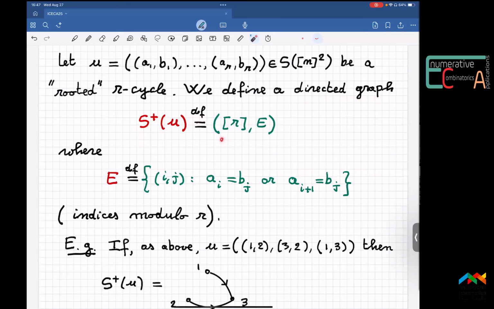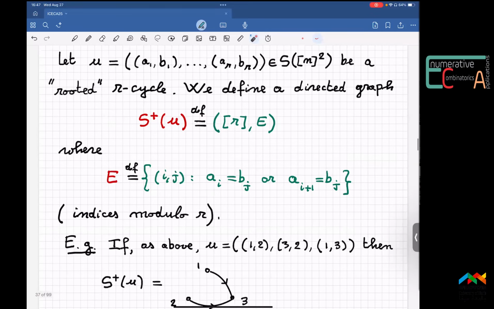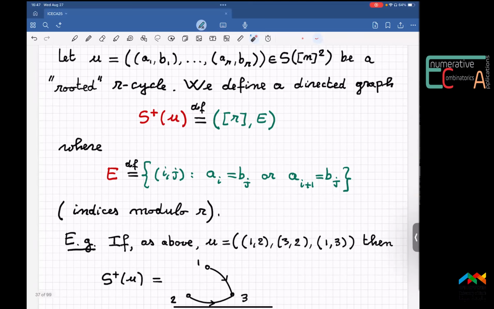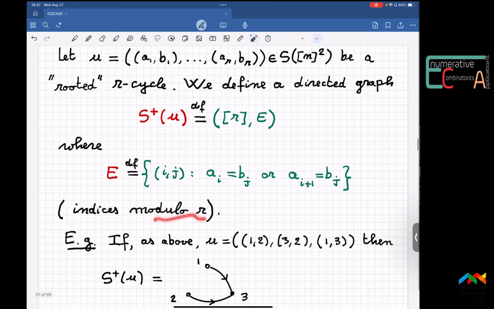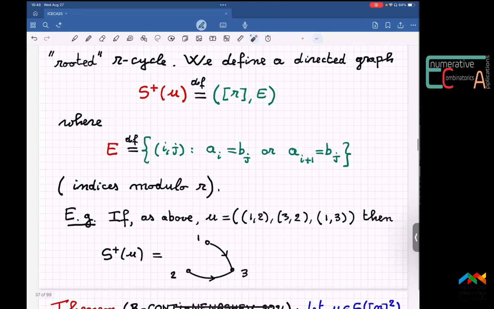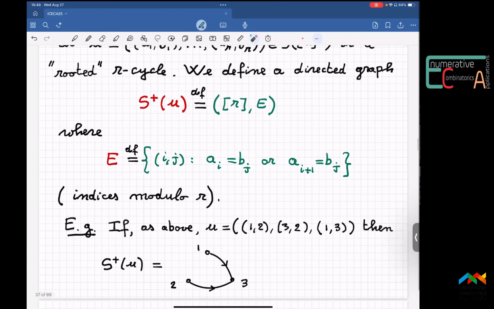Its vertices are the numbers from 1 to r, and the directed edges are defined as follows. You put a directed edge from i to j if either a_i equals b_j or a_{i+1} equals b_j, and the indices are modulo r. So let's see an example. I take the same 3-cycle I had above, 1, 2, 3, 2, 1, 3.